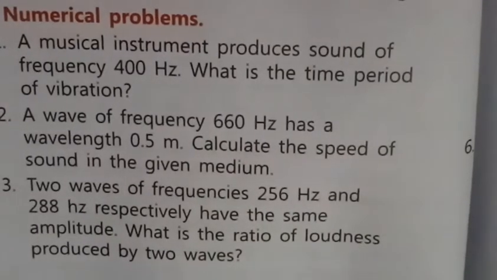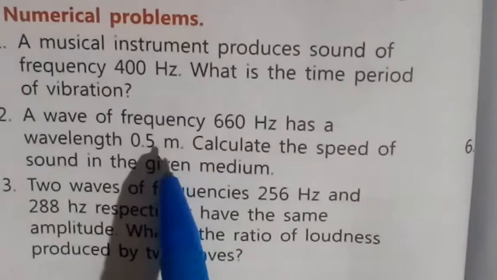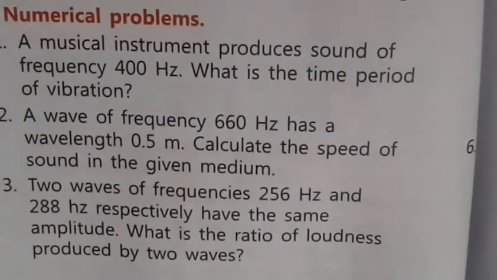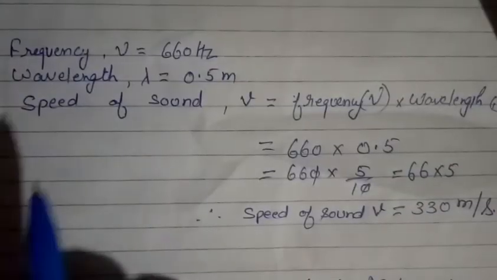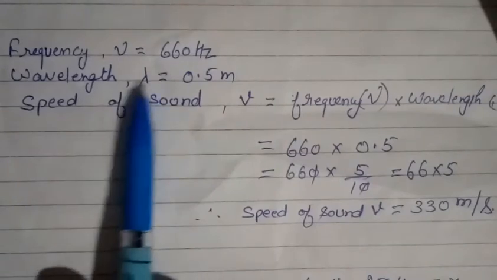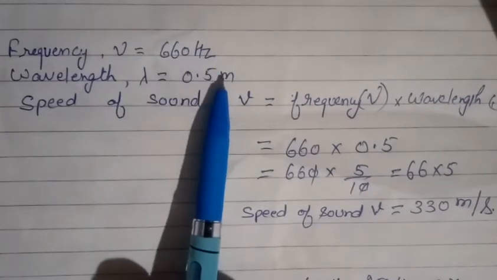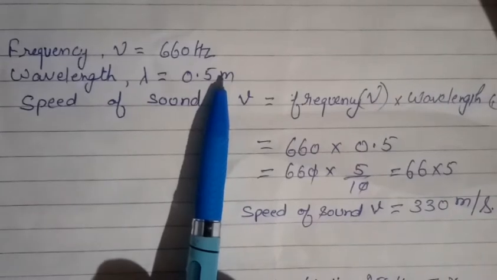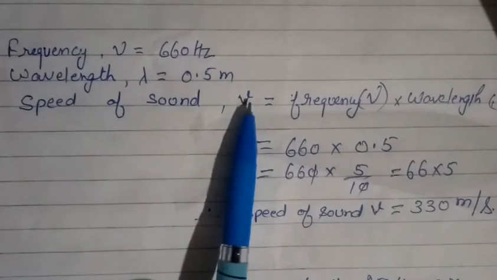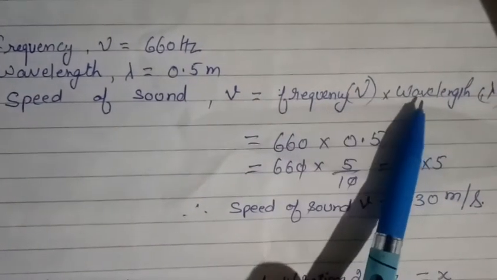So in the second numerical, a wave of frequency 660 Hz has a wavelength 0.5 meter. Calculate the speed of sound in the given medium. So what is given? Frequency, denoted with nu, 660 Hz, wavelength lambda equal to 0.5 meter. Both are in SI units, so there is no need to convert. And as we know, speed of sound v equals frequency multiplied by wavelength.